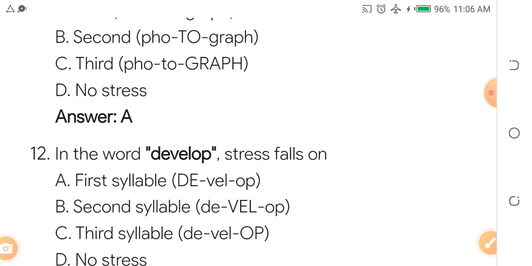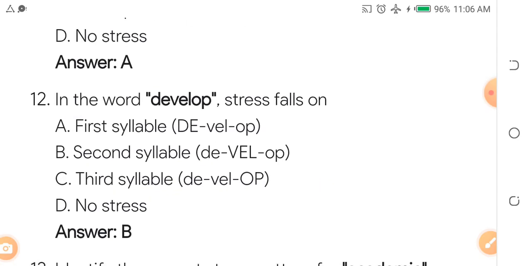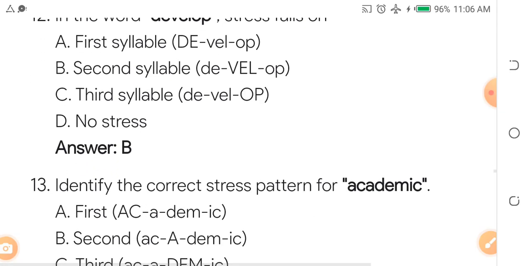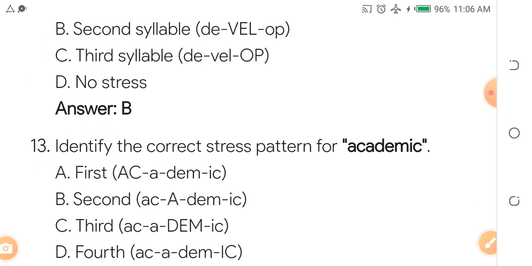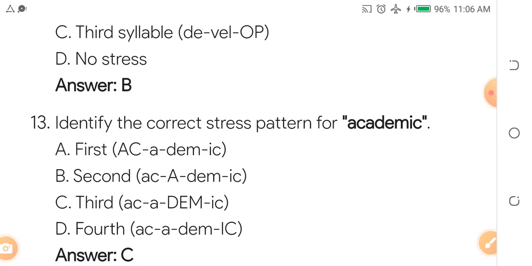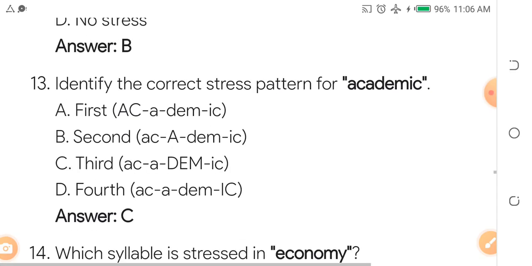In the word develop, stress falls on what? Develop. The answer is B. Question number 13. Identify the correct stress pattern in academic. Is it on the first letter? Academic. The answer is academic. Demic. C is the correct stress.